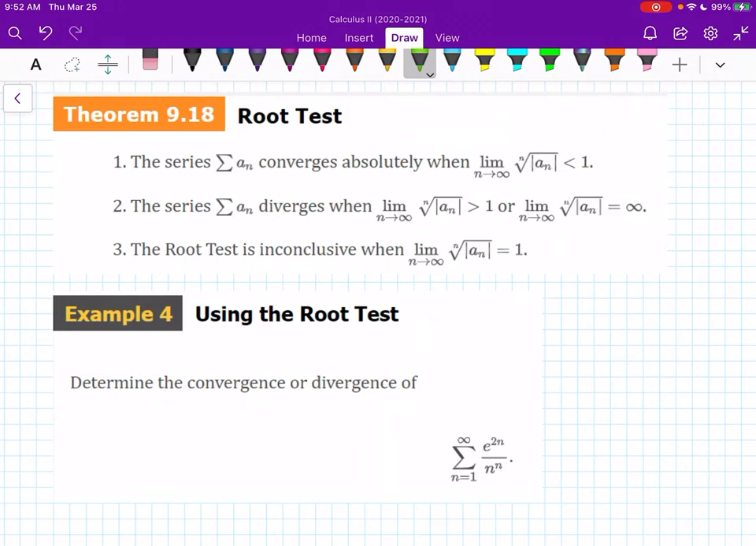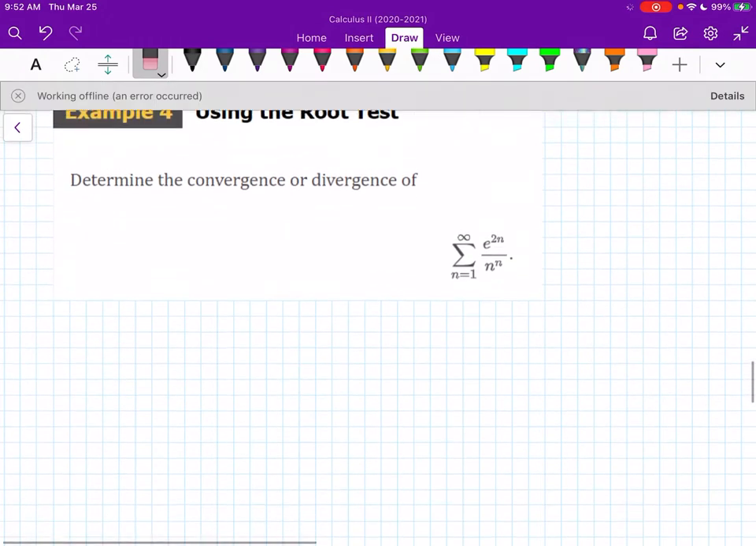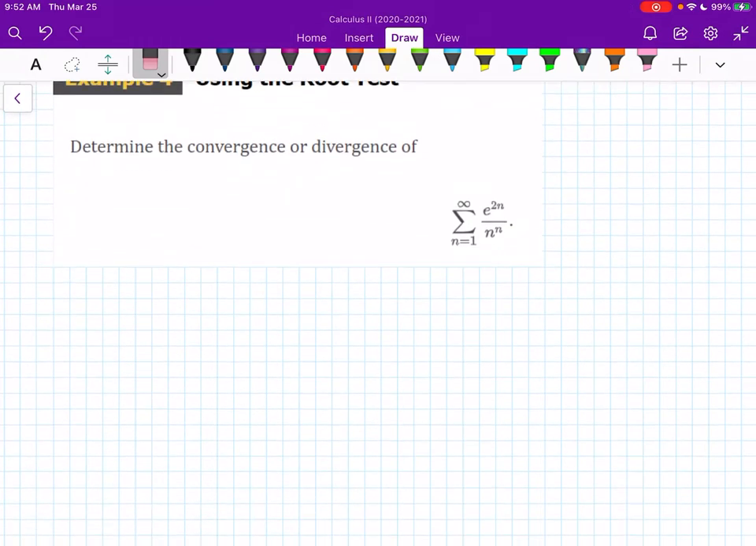So let's take a look at an example and apply the root test to determine if this series from 1 to infinity of e to the 2n over n to the n converges or diverges. And so how you know you're going to use the root test is when you have an n in the exponent for both numerator and denominator. That's really going to be the key here. Okay, so let's take a look.